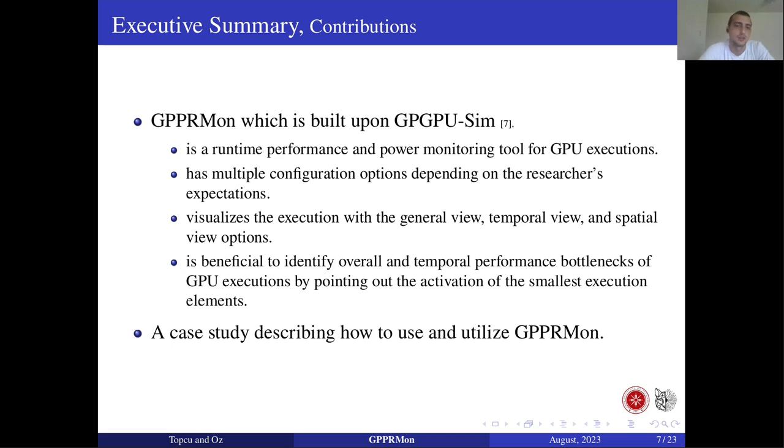Our contributions with GPPRMon are as follows. GPPRMon, which is built upon GPGPU-Sim, is a runtime performance and power monitoring tool for GPU executions. GPPRMon provides multiple configuration options depending on the researcher's expectations. GPPRMon visualizes the GPU execution with various viewing options. Lastly, GPPRMon is beneficial to identify the overall and temporal performance bottlenecks of GPU executions by pointing out the activation of the smallest execution elements, the warps, for example. We also provide a case study describing how to use GPPRMon.